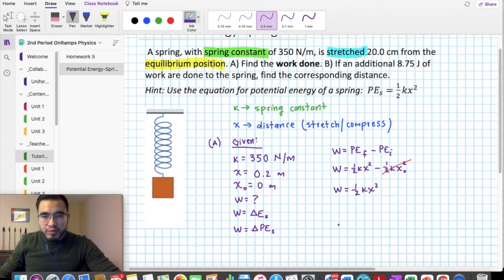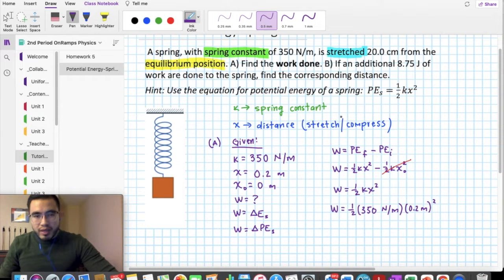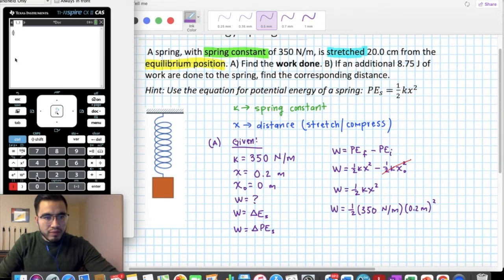Now we are ready to substitute. So work done is 1/2 spring constant, which is 350 newtons per meter, times the distance squared, that is 0.2 meters squared. And let's solve it real quick. Question A is rather simple. 350 for the spring constant, 0.2 squared. The answer is 7. 7 what? This is work done, change in energy, so 7 joules.